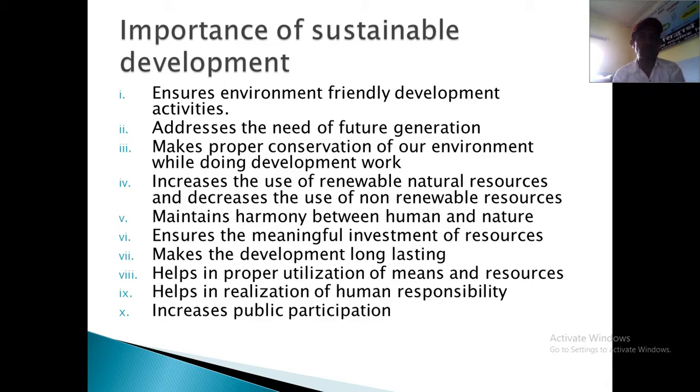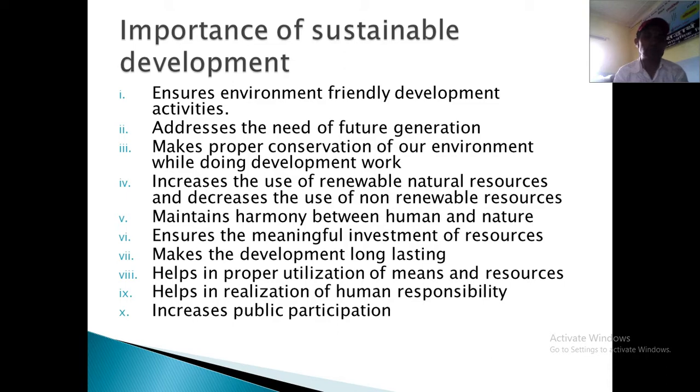Fourth is to increase the use of renewable natural resources and decrease the use of non-renewable resources. Some resources are renewable, some resources are non-renewable. It focuses on using renewable resources like sunlight and wind energy, and minimizing the use of non-renewable resources such as gas and petrol. Such things should be minimized or used minimally.